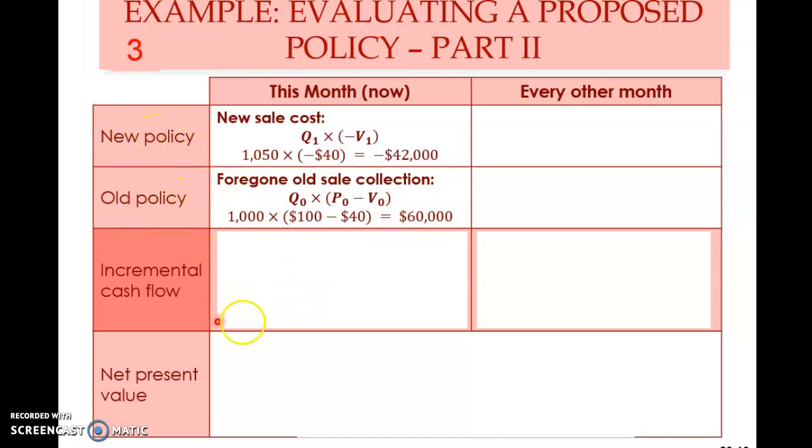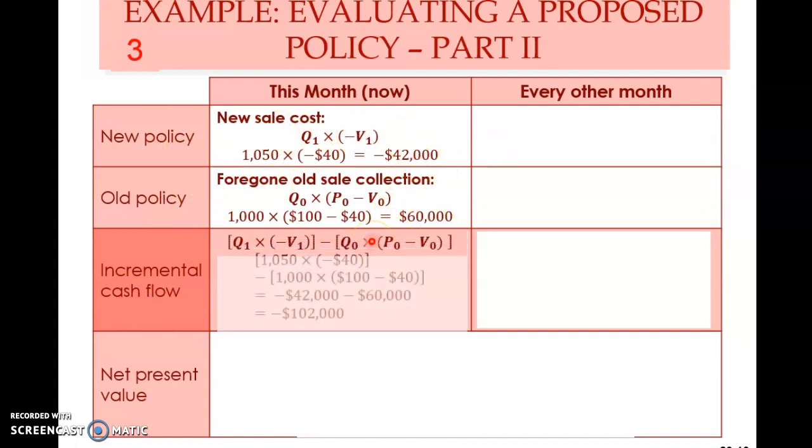Okay, now we want to see what is the incremental cash flow. Incremental cash flow is this minus that. So it is simply this formula here minus this formula here. All right. So in terms of value, it is negative 42,000 minus 60,000. So it is negative 102,000.